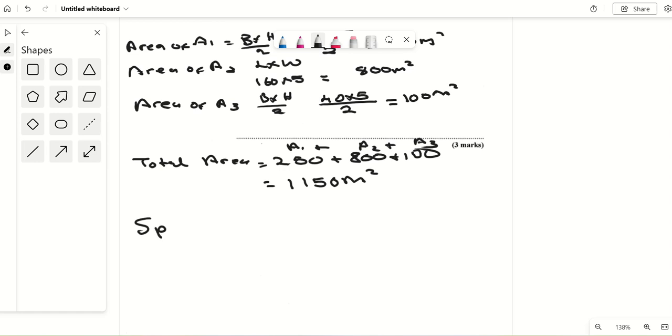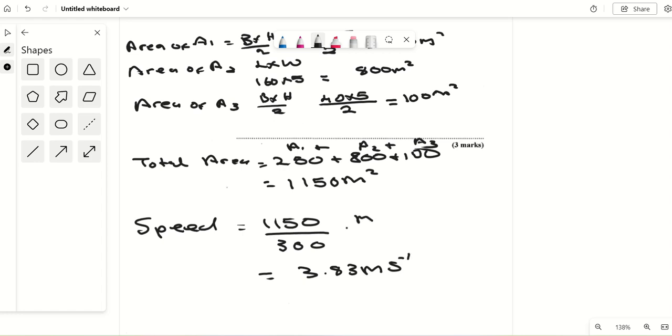So your speed would be 1,150 divided by your total time taken, which is 300. When we divide this, you're going to get 3.83 meters per second. Distance is in meters, time is in seconds, so it is meters per second. If you want to use the formula to find the quantity, it would be meters per second, and that's your answer there.